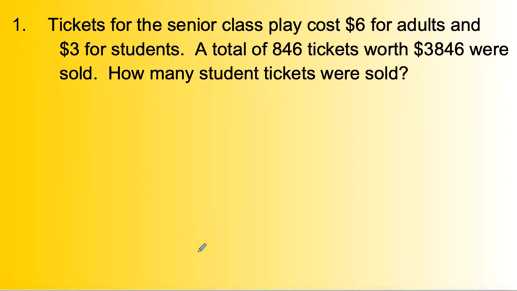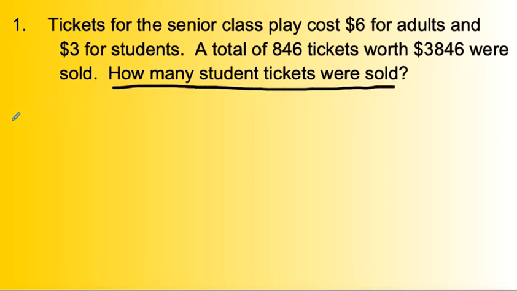So here's a good example. Now we're still going to write things with one variable. I'm going to introduce two variables to you this week, but I want to make sure we can do it with one. Tickets for the senior class play cost $6 for adults and $3 for students. A total of 846 tickets worth $3,846 were sold. How many student tickets were sold?